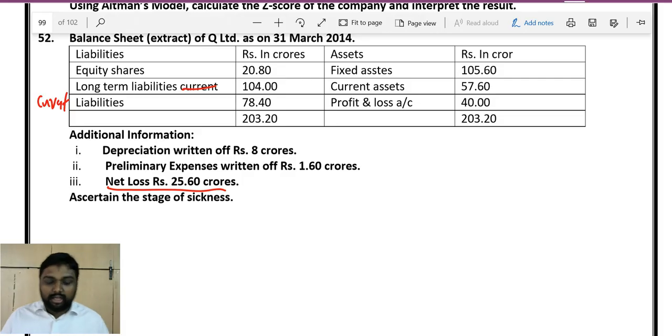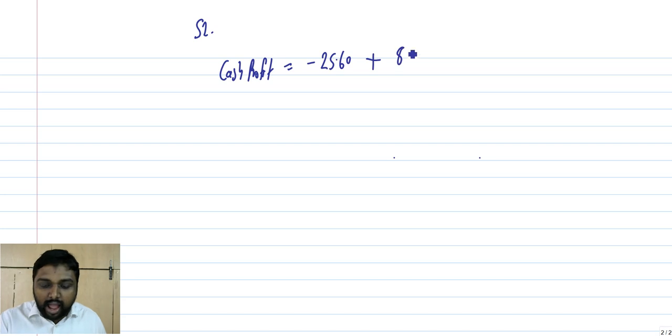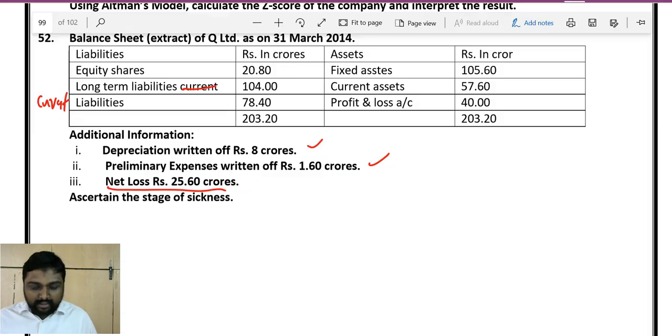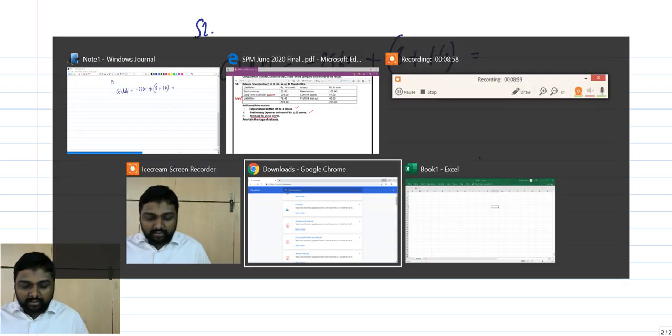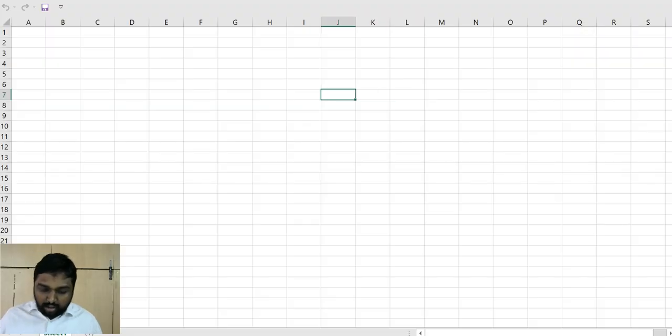non-cash expenses. Non-cash expenses they have mentioned in the additional information. What are the items there? Depreciation written off of 8 crore, which is a non-cash expense. Preliminary expense written off is also a non-cash expense. So we have to add 8 plus 1.6.